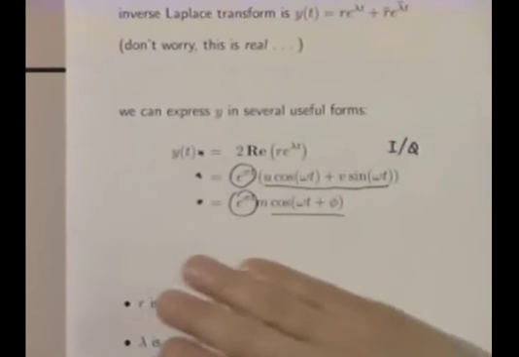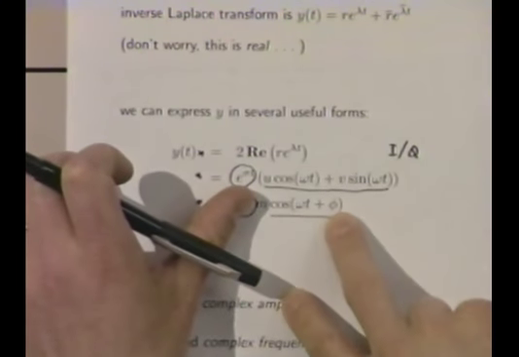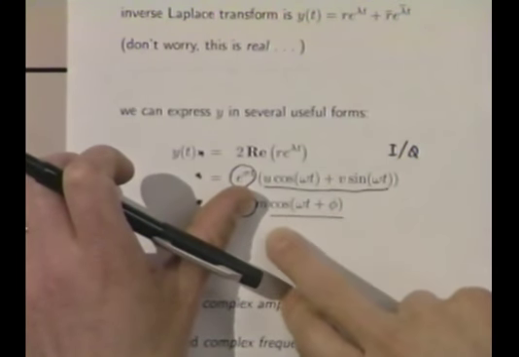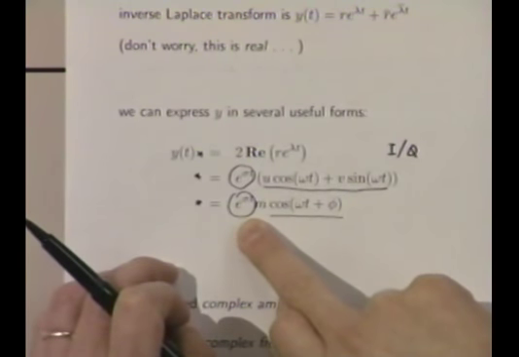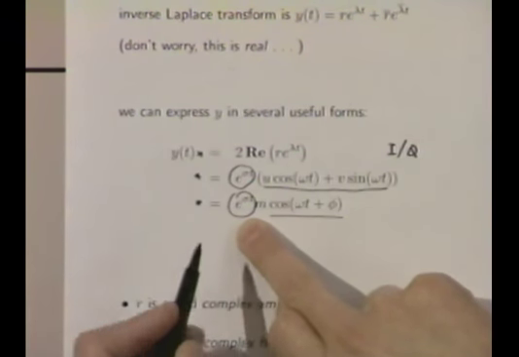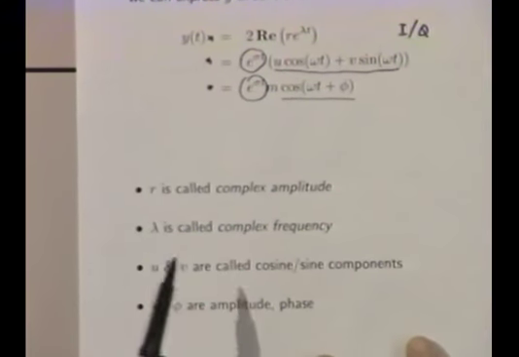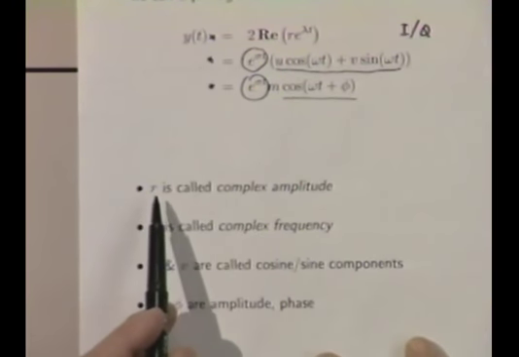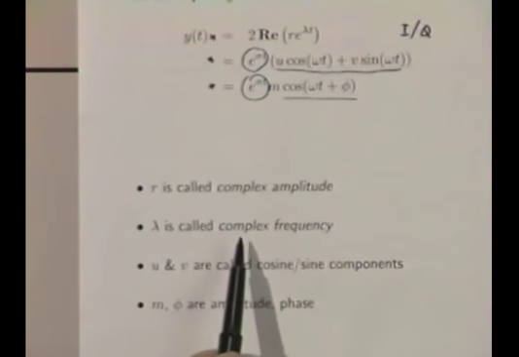Now, let's just look at it and see what it says. What it says is it is a sinusoid here with a magnitude and a phase shift, but multiplied by an exponential. It's multiplied by an exponential, which is either growing or shrinking, depending on what sigma is. So here, there's lots of names for these things, but r is called the complex amplitude. Lambda is called the complex frequency.